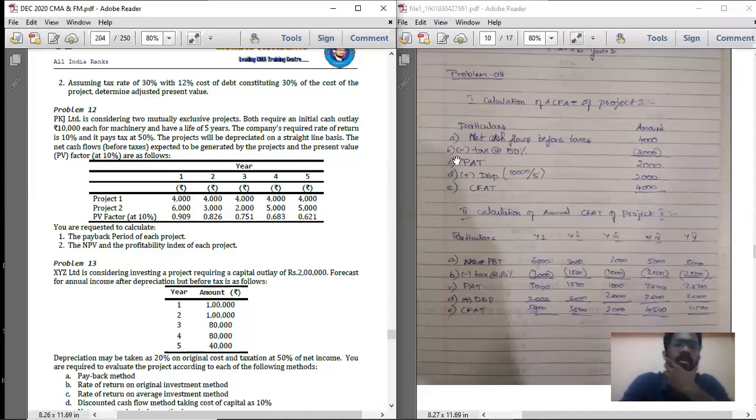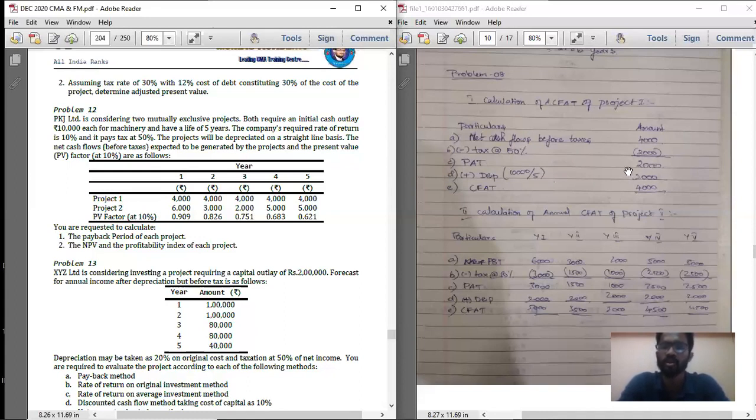So after deducting both interest and depreciation, what will you deduct from the PBT? You will deduct tax. Below that, small b, less tax at the rate of 50%. They have given the tax percentage as 50%. In the amount column record 2,000 within bracket. So 4,000 into 50%, how much is it? 2,000 within bracket. Now total the amount column, you get 2,000.